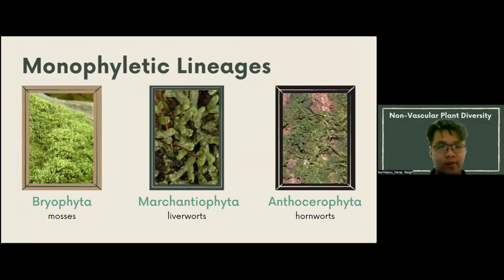During the early diversification of bryophytes, three monophyletic lineages emerged: the phylum Bryophyta, the phylum Marchantiophyta, and the phylum Anthocerophyta. Starting off, the phylum Bryophyta.